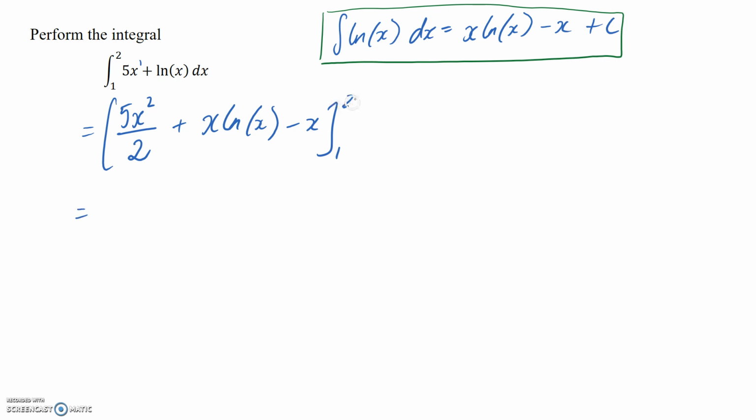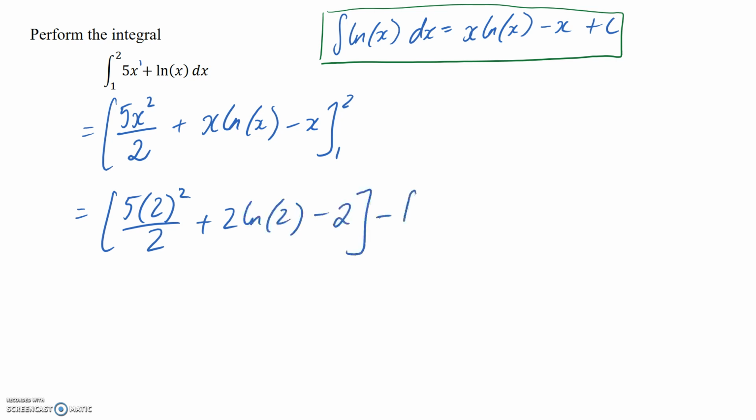So we always start with the bigger one first, and popping it in for x everywhere you see it. So we're going to get 5 times 2 squared on 2, 2 times the natural log of 2 minus 2. And then we take away what happens when we substitute the second bound in, or the smaller bound. So putting in 1 every time we see x this time. Alright, so that's our numbers all substituted in.